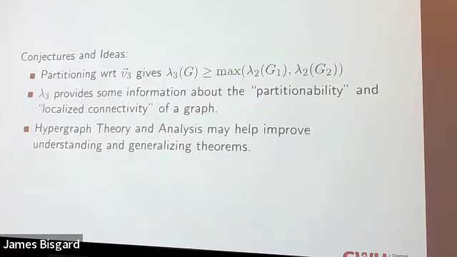And just some final conjectures and ideas is that partitioning with respect to the eigenvector corresponding to your third smallest eigenvalue, actually, it looks like it gives that relation where lambda 3 bounds the maximum of these two algebraic connectivities. Fully honest, I haven't looked at a ton of cases of this. However, with the ones that I have, it looks to be this way.